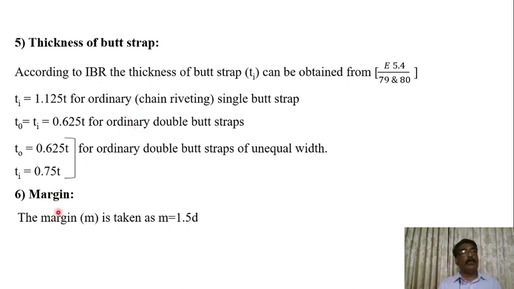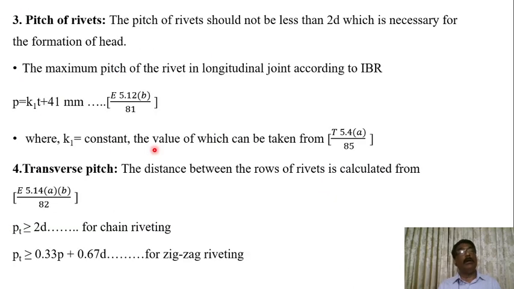So the next parameter you are going to design is the margin. You know that the margin is nothing but the horizontal distance from the center of the rivet to the edge of the plate, and it is given by M is equal to 1.5 into D. If you keep M is equal to 1.5D, we can avoid one of the failures, that is the tearing of the plate at the edge. So that failure can be avoided by keeping M is equal to 1.5D. So this is the design procedure for the longitudinal joint of the boiler.